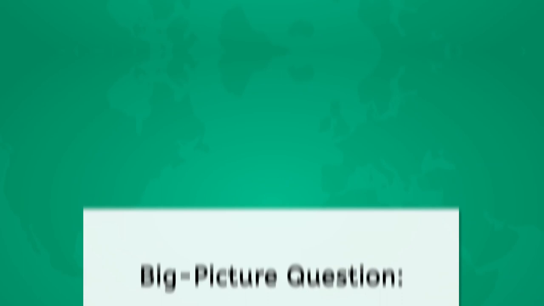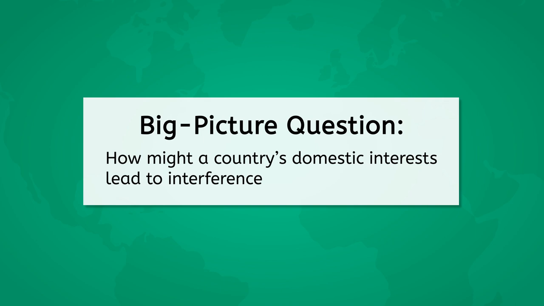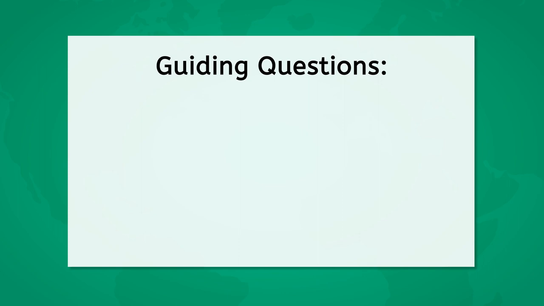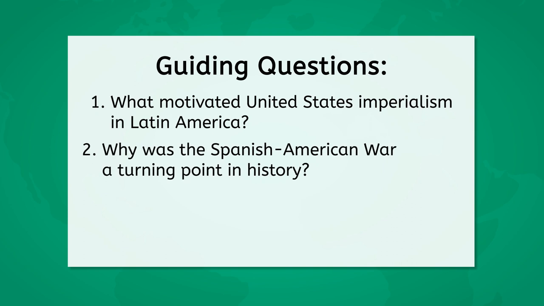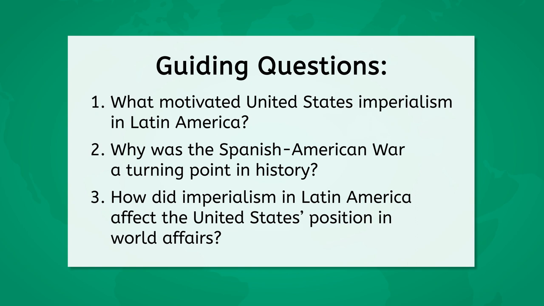Our big picture question is, how might a country's domestic interests lead to interference in foreign affairs? To help us along, we have a few guiding questions. What motivated United States imperialism in Latin America? Why was the Spanish-American War a turning point in history? How did imperialism in Latin America affect the United States' position in world affairs?